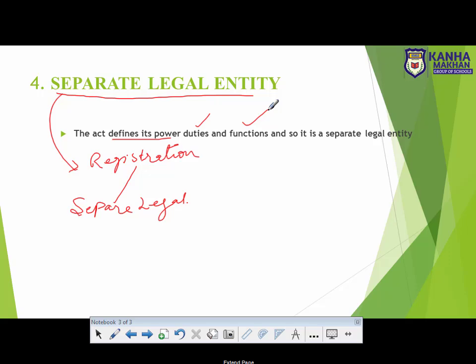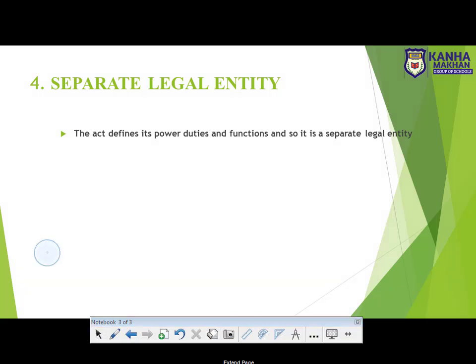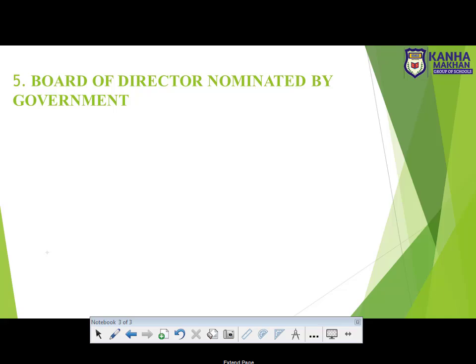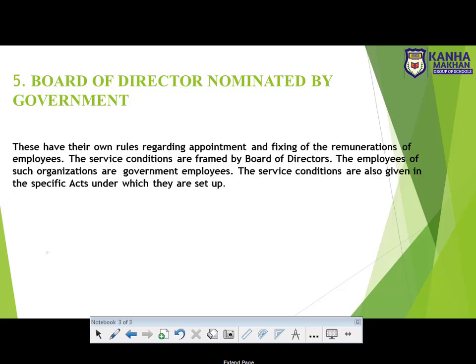Now moving further to the next feature, that is, board of directors nominated by the government. Basically, all the board of directors are nominated by the government only. As mentioned here, the rules regarding appointments, the fixing of remuneration of employees, and service conditions are all framed by the government or by the board of directors. Even the board of directors is nominated by the government itself. So directly or indirectly, there is control of the government.